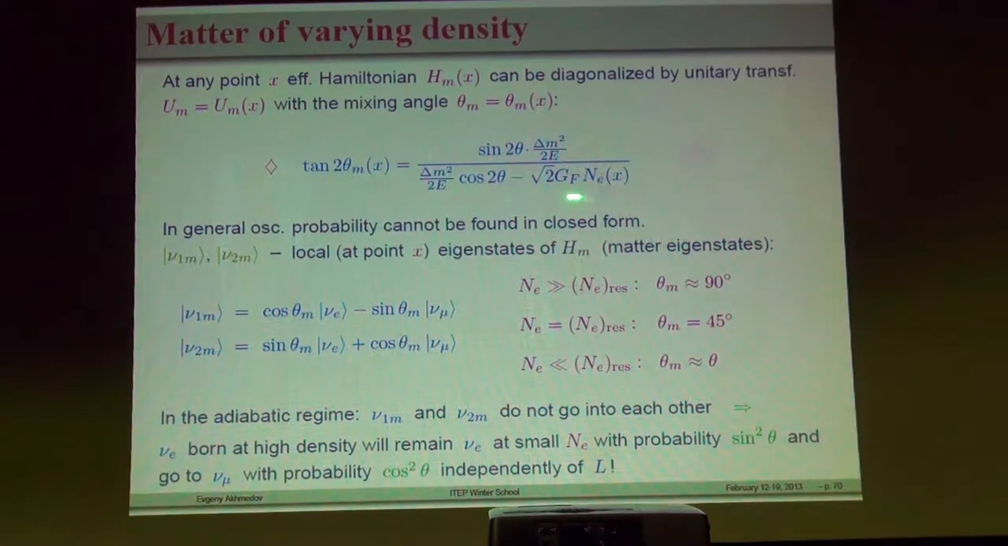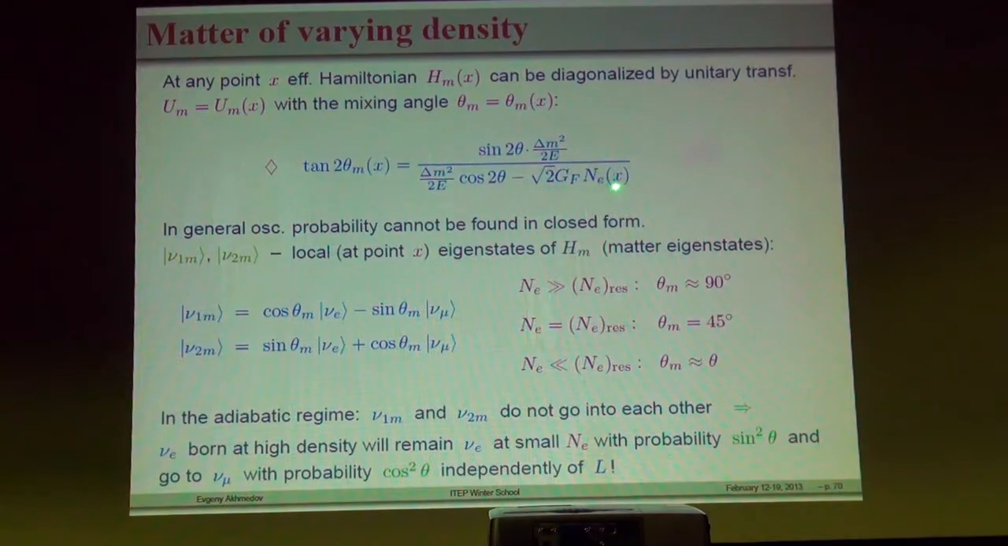So, as we know, the tangent of twice the mixing angle in matter is given by the off-diagonal element of the effective Hamiltonian divided by the difference of the diagonal ones. And the MSW resonance condition is the condition that this denominator vanishes. If it vanishes, this would mean that two times the mixing angle in matter is equal to 90 degrees. We have a singularity for the tangent. And the mixing angle itself is 45 degrees, which corresponds to maximum mixing as well.